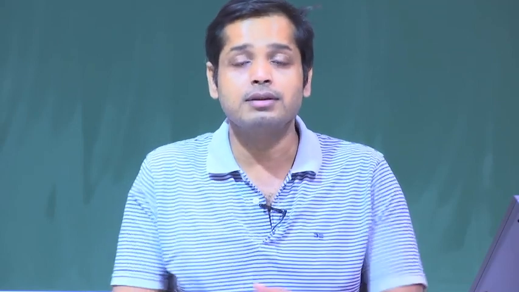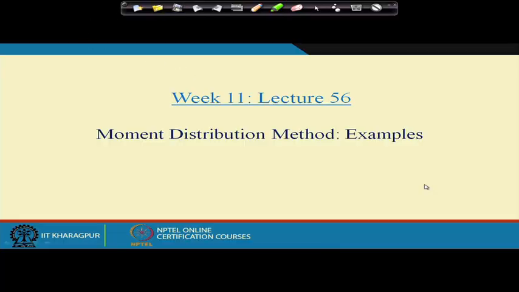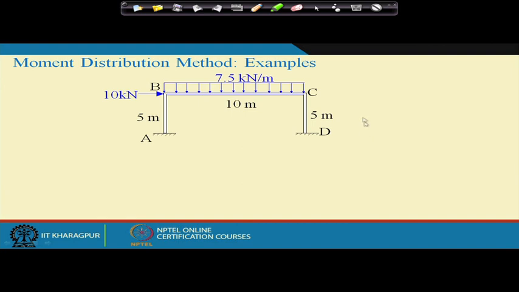Hello everyone. Today we'll demonstrate the moment distribution method through one more example, a frame example which undergoes side sway. So today is again a demonstration of the moment distribution method. The example that we'll consider is this.